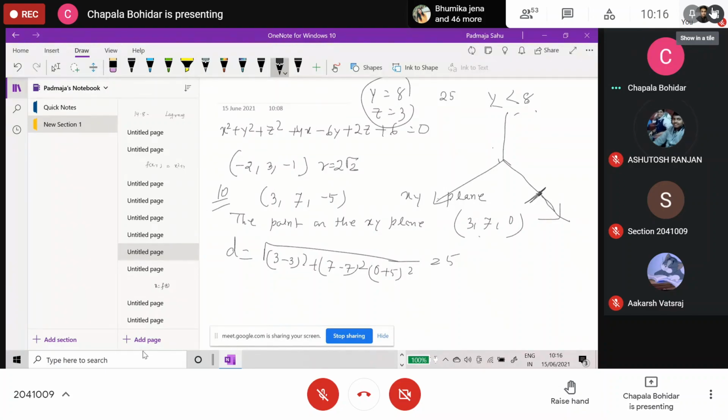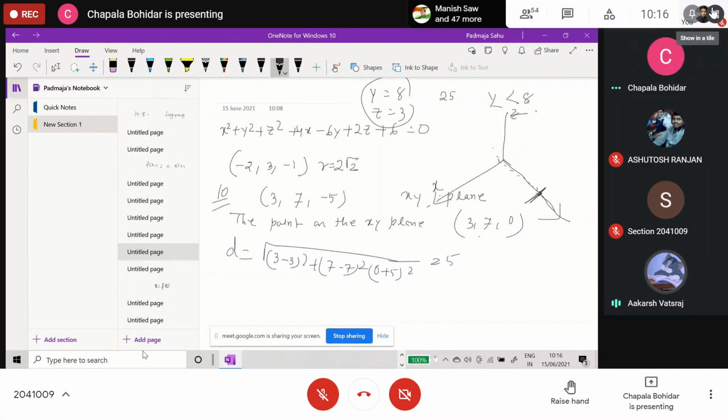Yes, ma'am. At each point here, the plane lies parallel to the xz plane. Okay, so in your language, it may be written like that. Then after 25, what number? 35.